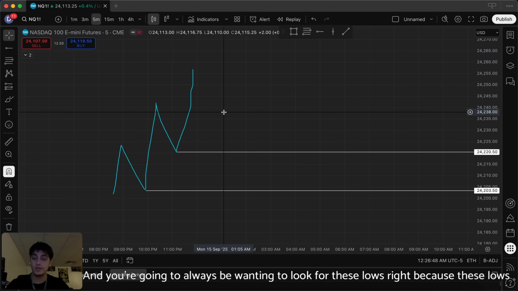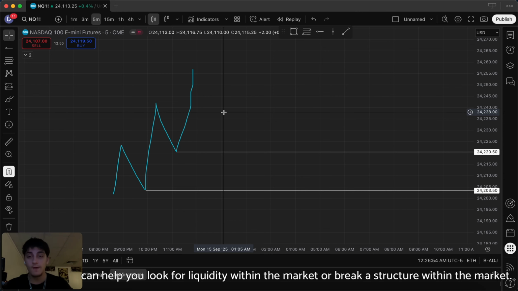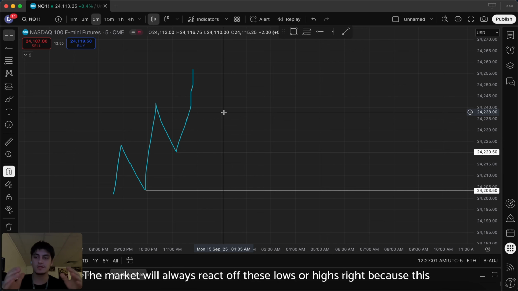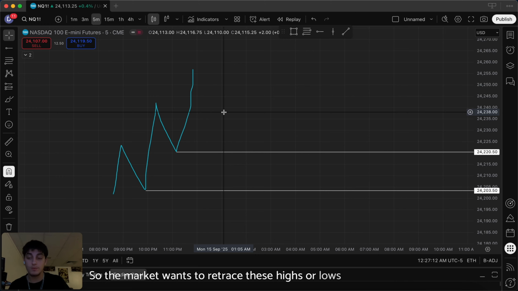These lows can help you look for liquidity within the market or break of structure within the market. The market will always react off these lows or highs, because this is where people either set their stop losses when they enter a trade or set their take profits. So the market wants to retrace to these highs or lows or break them, to fill in those buy orders or sell orders, right?